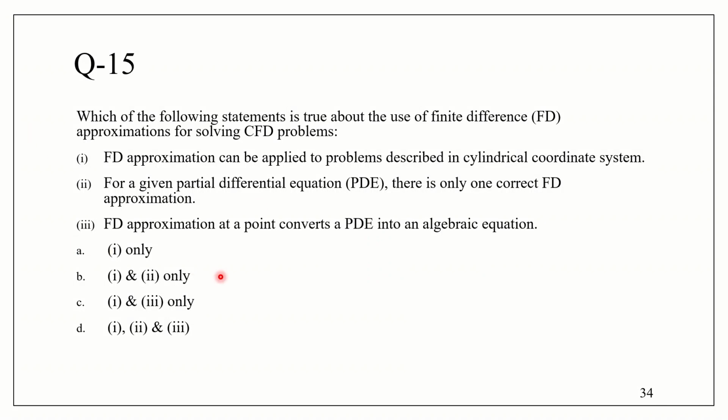Option A is wrong, false. Option B is again false because it mentions 2. Option C is the right answer because it gives 1 and 3 only. Option D is again false because it includes 2. Option C, 1 and 3, is right because statement 1 says it can be applied to problems described in a cylindrical coordinate system, and statement 3 says FD approximation at a point converts a partial differential equation into an algebraic equation. Both are true. We'll go to question 16.